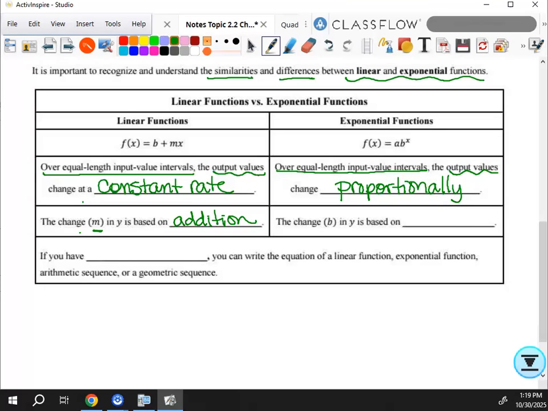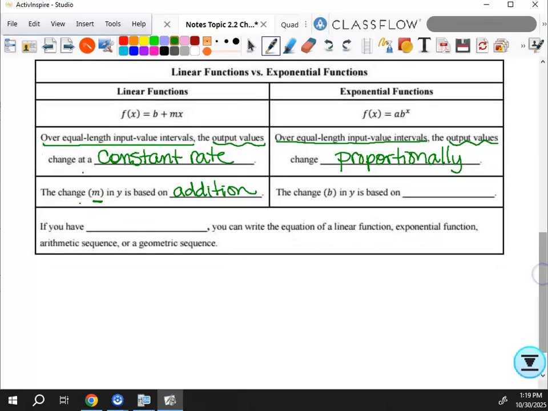Okay. So the change B, so for exponential or for our geometric sequences, instead of adding the same thing every time, we are multiplying by the same thing. So this is based on multiplication. And notice this says addition and multiplication. There's no use of the word subtraction or division.